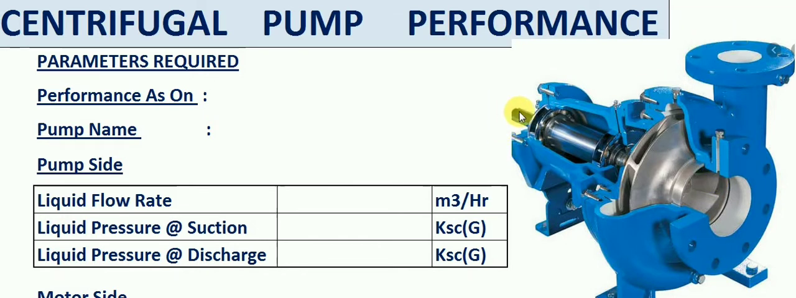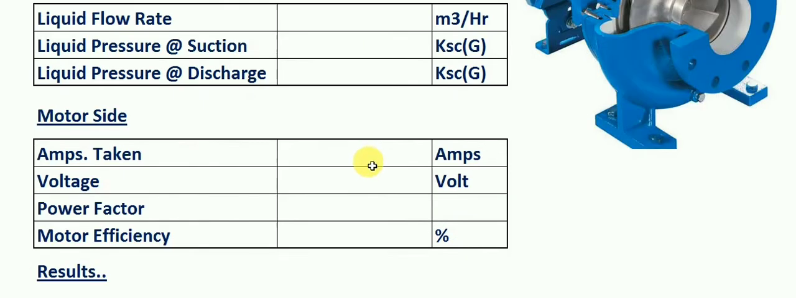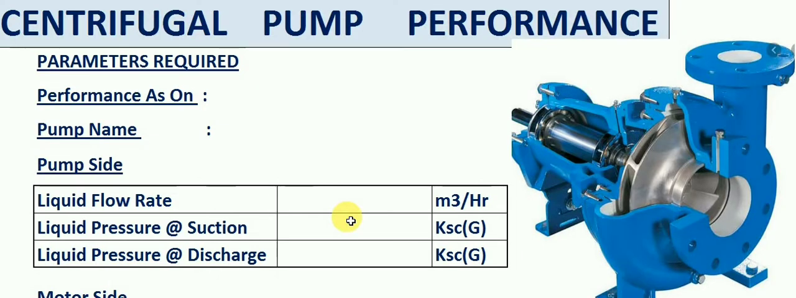Now we take that this pump is driven by a motor. So for the motor, we need the motor input current, voltage, power factor, and motor efficiency. Motor efficiency calculation is a different part. So for the time being, if we have the motor nameplate efficiency, we can take that. It is better to calculate the motor efficiency for finding out the exact efficiency of the centrifugal pump.